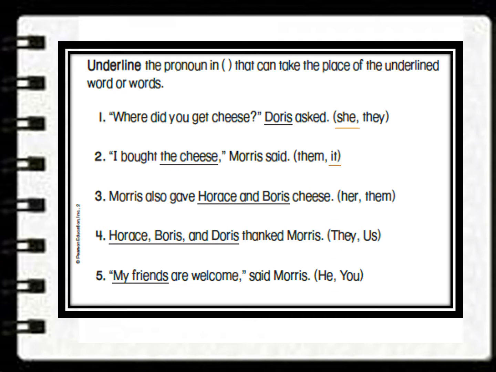It is it. Number 3. Morris also gave Horace and Boris cheese. Horace and Boris. Is it her or them? Yes, it's them. Number 4. Horace, Boris, and Doris thank Morris. So what is it? They or us?